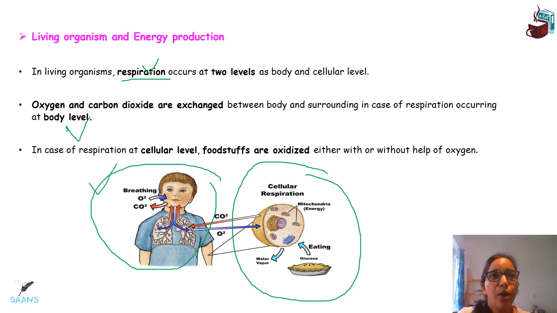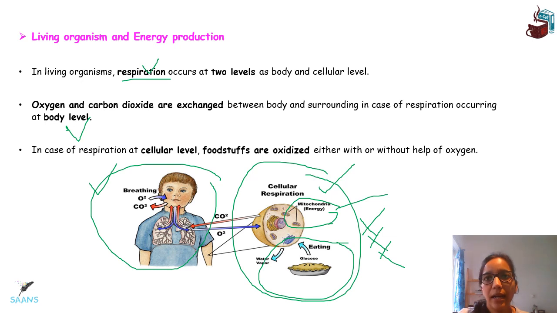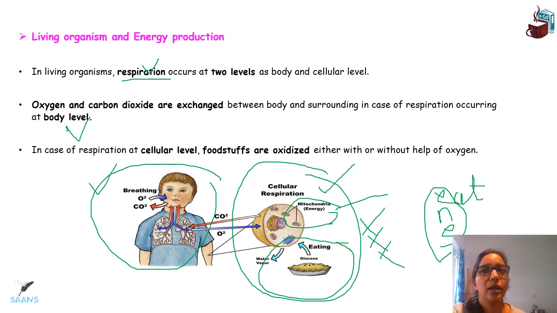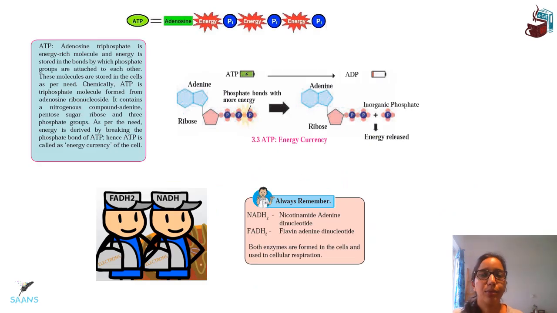One is the body level, where carbon dioxide is thrown out of the body and oxygen is taken in, and the other is cellular respiration, where your foodstuff is broken down by various steps, and then energy is released. As I had told you, the food that you eat gives out energy. Okay, so that happens in cellular respiration. You all were having some doubt, so I just wanted to clear that. Okay, let's see what we do in the next part.